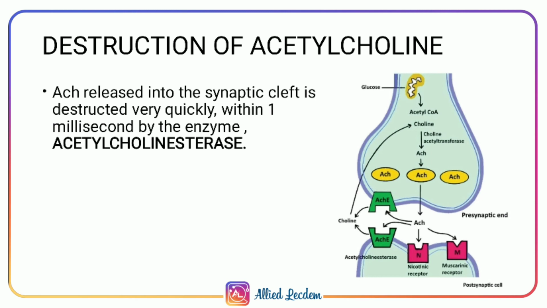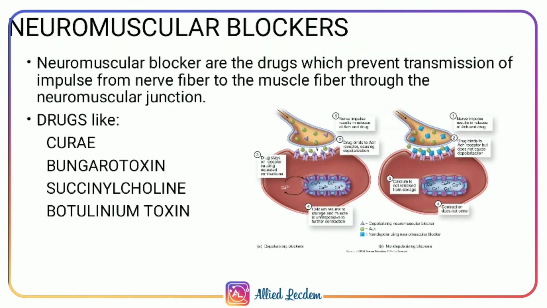So that is the main function of rapid and quick destruction of acetylcholine: to prevent the repeated excitation of the muscle fiber. So with this we have concluded the neuromuscular transmission and its events. Next we will move on to neuromuscular blockers.